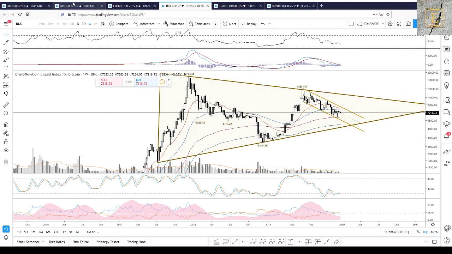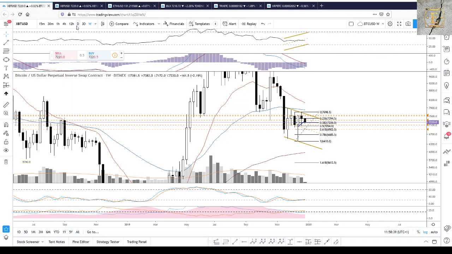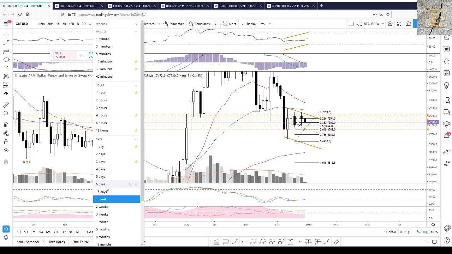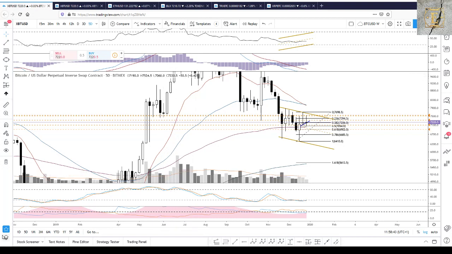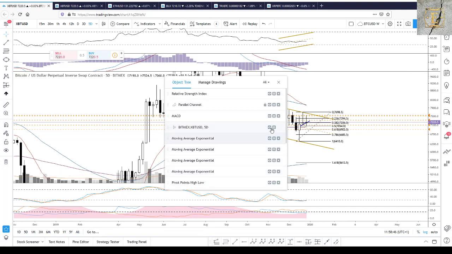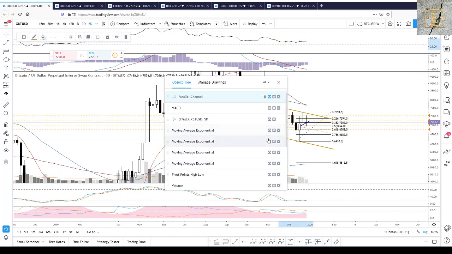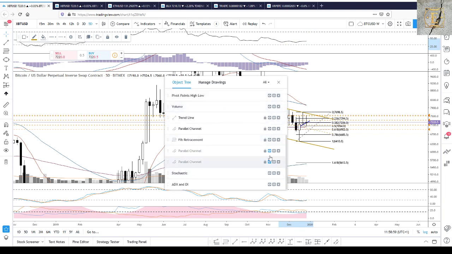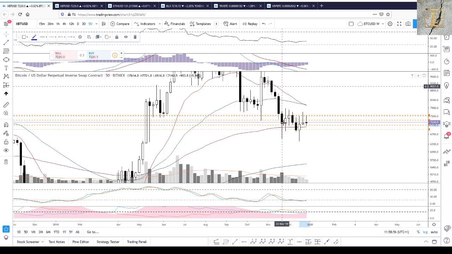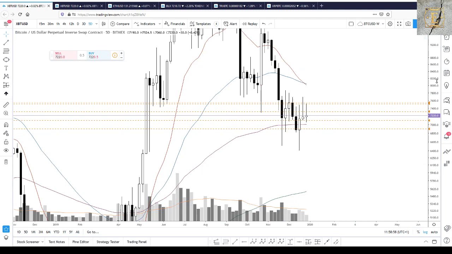So let's switch to BitMEX, not this one. Switch to BitMEX. First the 5 days. Okay, I want to remove all my drawings. I think it's okay right now. So let's see.